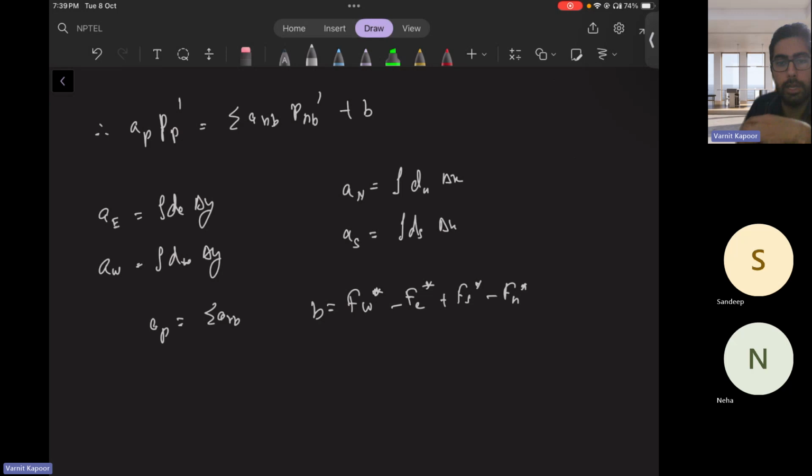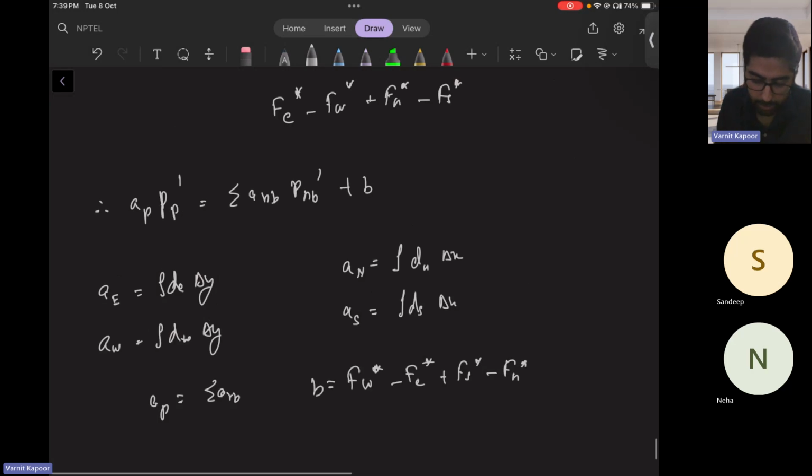So if P star were correct, then it would yield U star and V star that satisfy both the momentum and continuity equation. And if B is equal to 0, then what happens to this P dash in this equation? If B is equal to 0, this is 0. What happened to the continuity equation? What happened to the P dash if B is equal to 0? What about the velocity corrections?